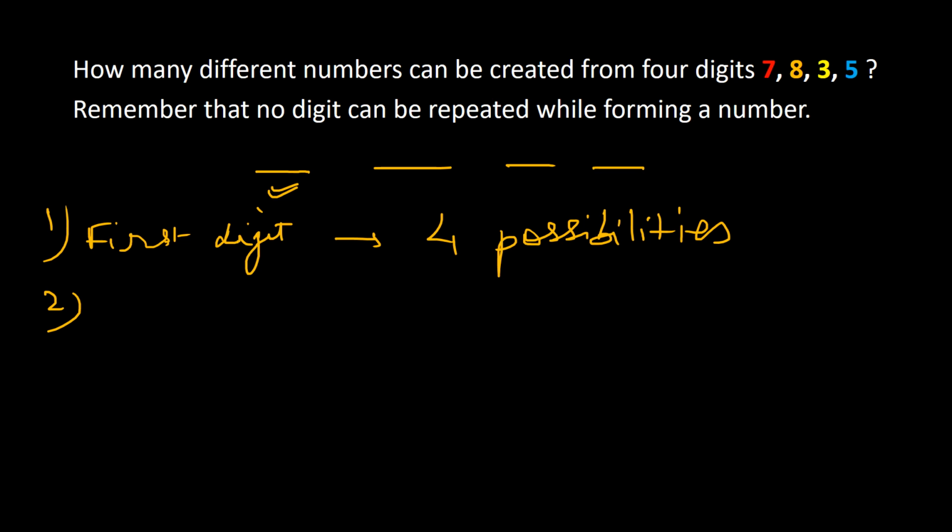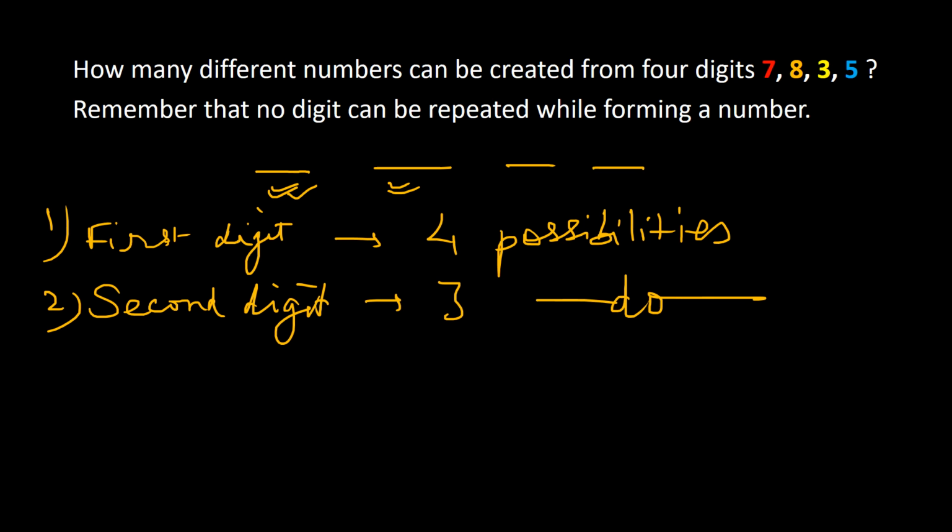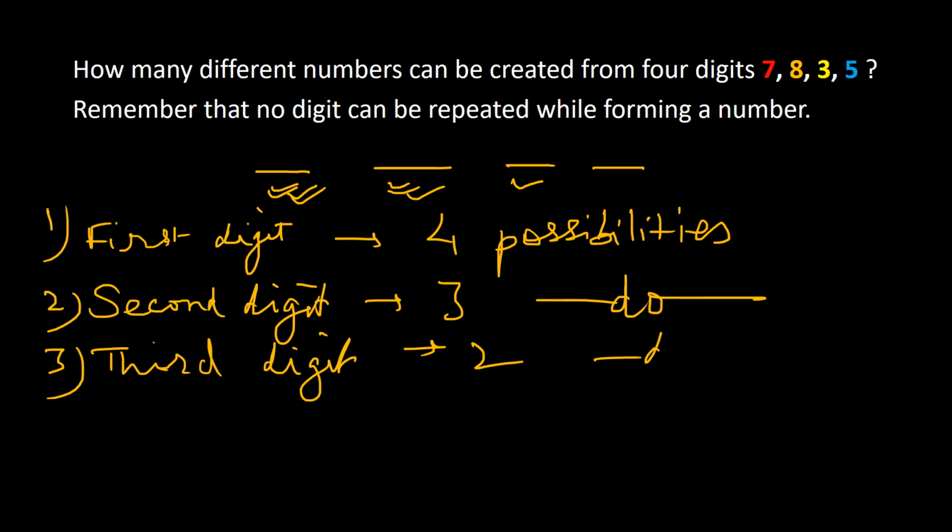Now once the first position or the first digit has been occupied, for the second digit we notice that there are only 3 numbers left now. So that means for the second digit there are only 3 possibilities. Let us now see the third position. Once the first and the second positions are already occupied, for the third position only 2 digits are left. So for the third digit, there are only 2 possibilities.